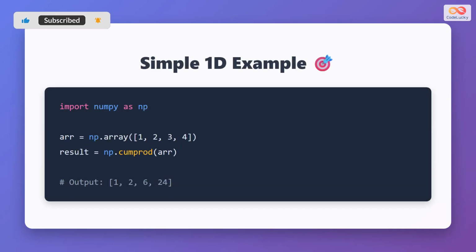Let's look at a simple one-dimensional example. First, we import NumPy as np, then we create an array containing 1, 2, 3, and 4. When we apply np.cumprod to this array, we get 1, 2, 6, and 24 as output. The first element stays 1, the second becomes 1 times 2 equals 2, the third becomes 2 times 3 equals 6, and the fourth becomes 6 times 4 equals 24.